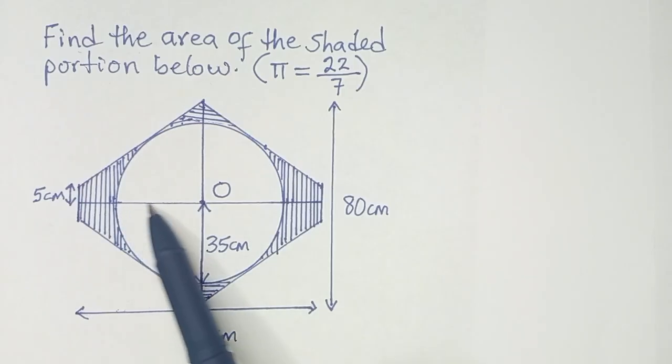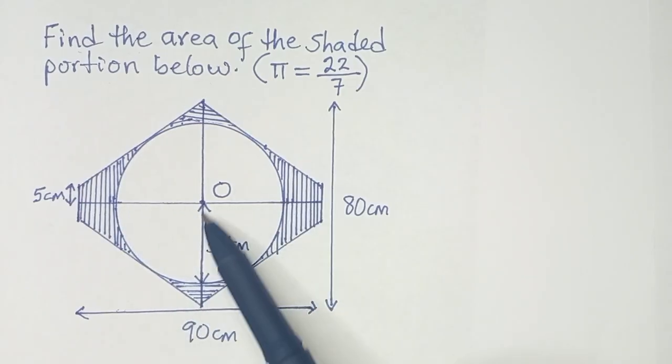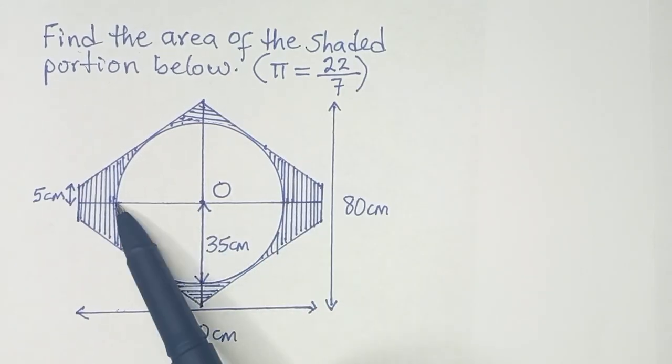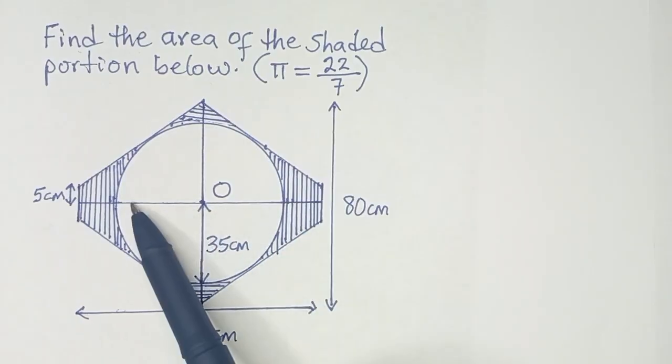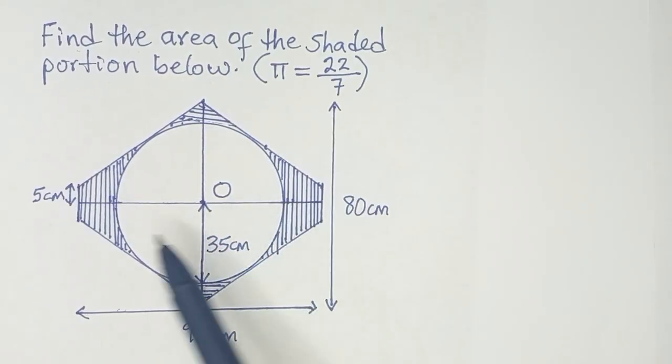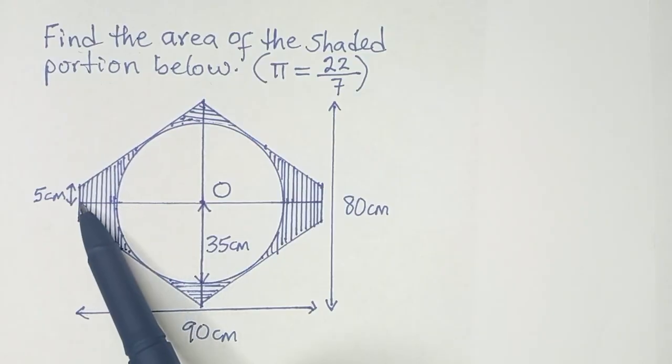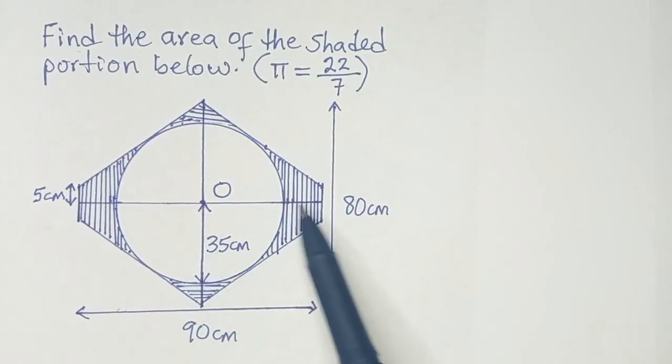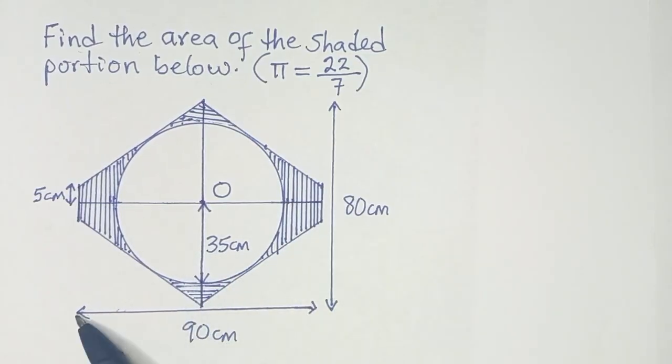Because the diameter of the circle now will be 70. Don't forget, radius is 35, so diameter will be 35 plus 35, which is 70. So if this distance is 70, it means that from here to here will be 10, and from here to here will be 10 as well, so that we have 90 as the full length.